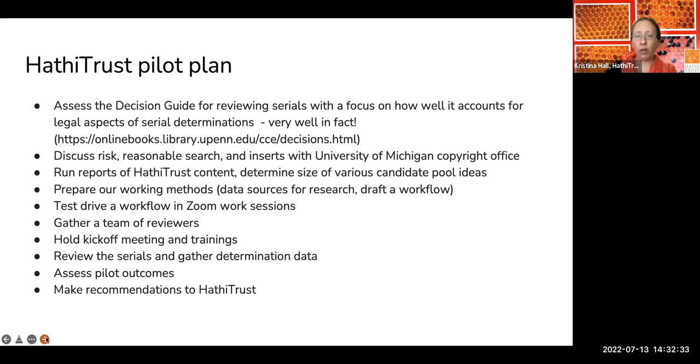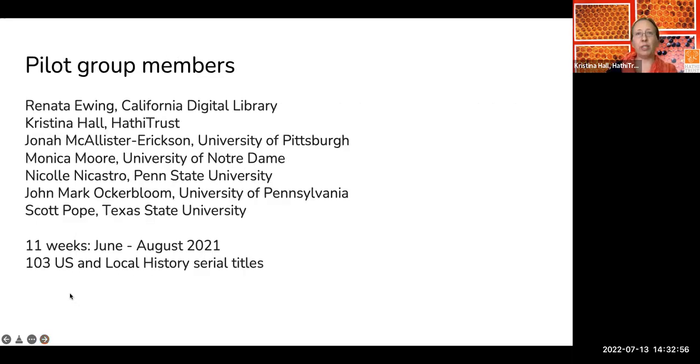And then we worked for 11 weeks during the summer of 2021, just reviewing serials, gathering data on them, and we got through 100 titles. And after that, we assessed the outcomes and made some recommendations to HathiTrust about whether this could be an operational project, an official project going forward. So go ahead into the next slide, please, John.